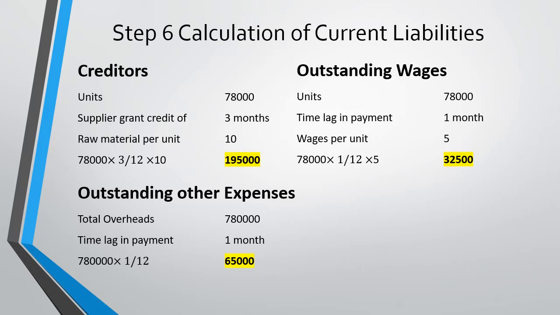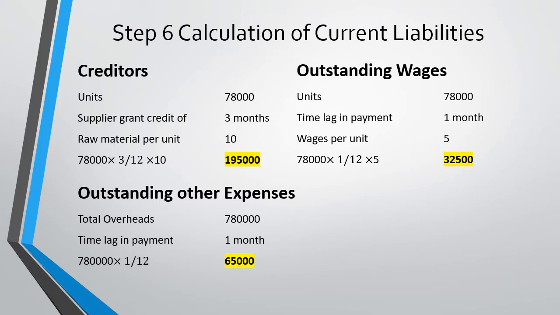Next, it says that wages and other expenses are delayed by 1 month. So wages, we'll consider it as outstanding wages. Unit produced it is 78,000. Time lag it is 1 month. Wages per unit, if you see the variable amount, it is 5 per unit. So it is 78,000 into 1 divided by 12 into 5, we get 32,500.